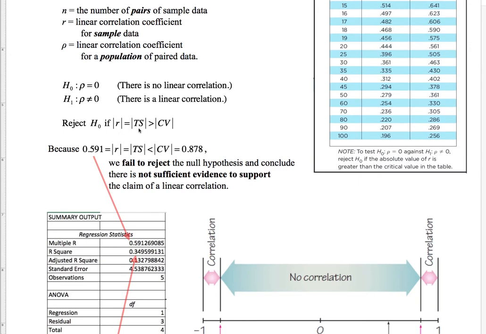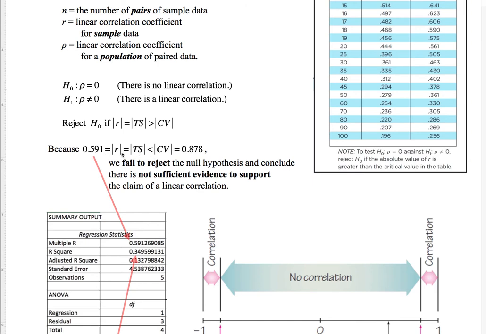If the absolute value of that test statistic, which means the positive version of it if it's a negative number, is greater than the critical value, we reject the null. If the test statistic is less than or equal to the critical value, we fail to reject.